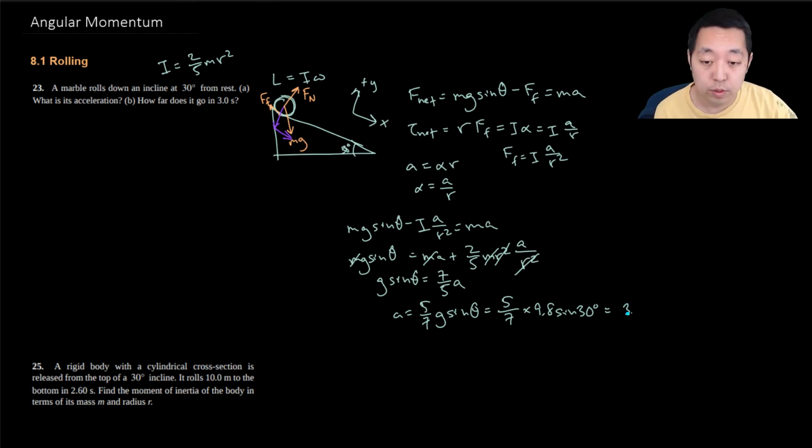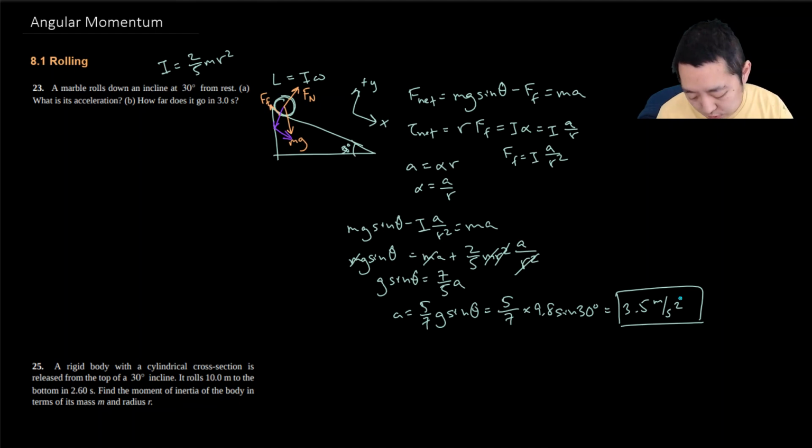And that is 3.5 meters per second squared. Right, is that right? 5 divided by 7 times 9. Okay, all right.